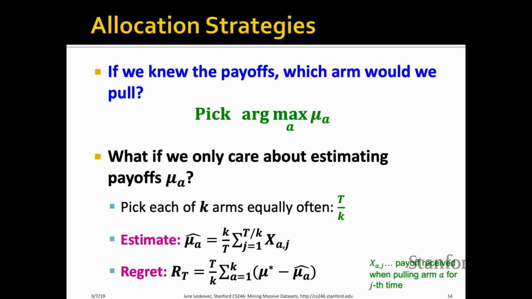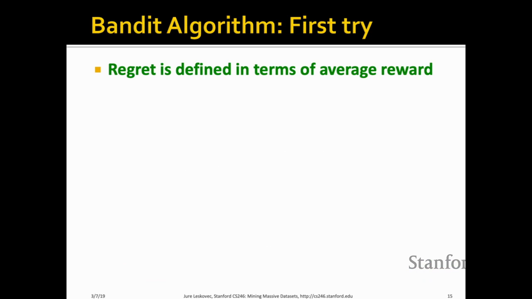And conversely, the regret is going to be computed once again as a sum over all the possible arms. And here, again, we're going to be using the difference between the best possible strategy, our mu star, minus the estimate for our arm A, okay? So these are the two main quantities that we're going to be dealing with. Let's try then to solve this problem, okay?